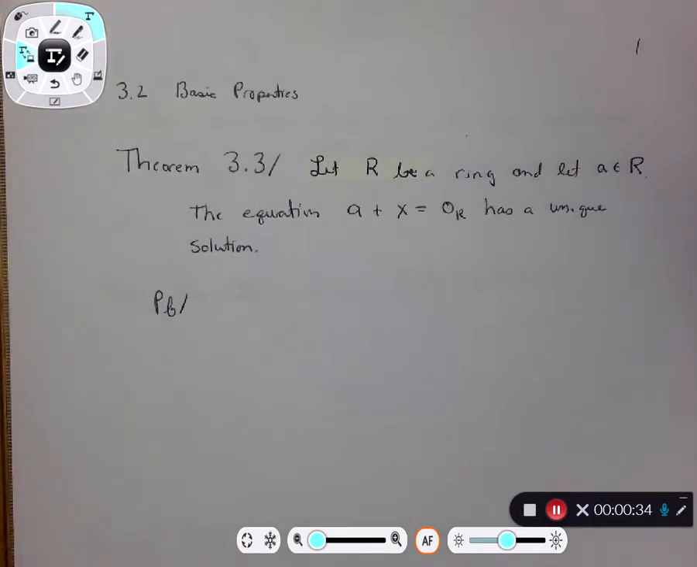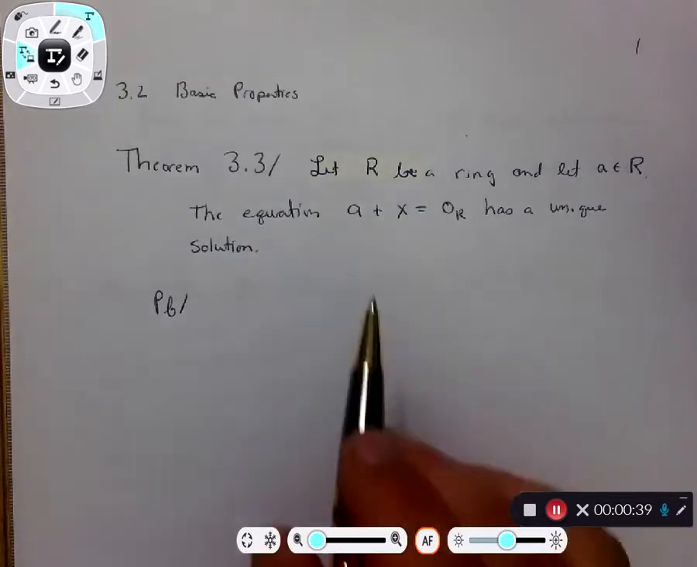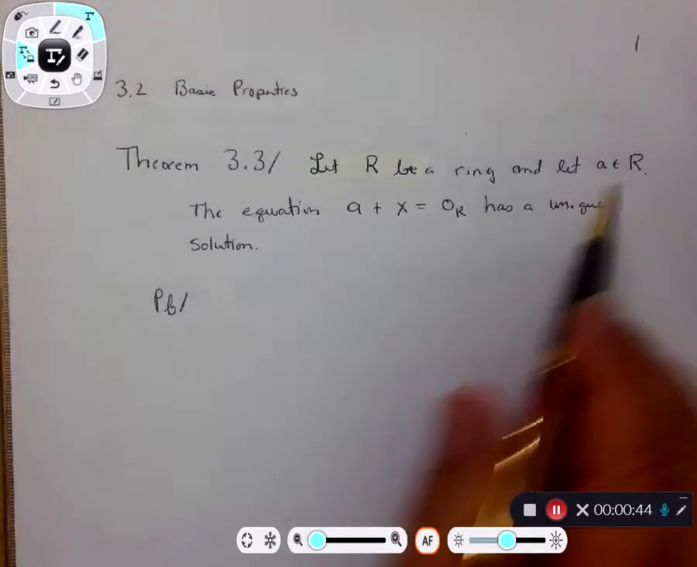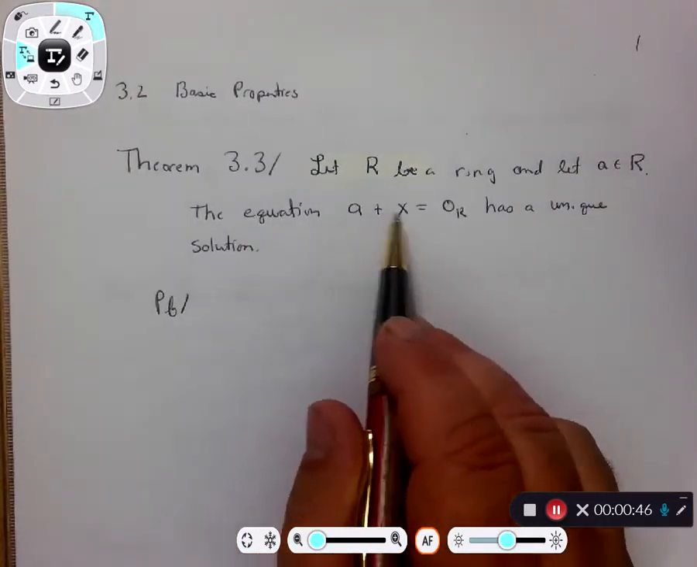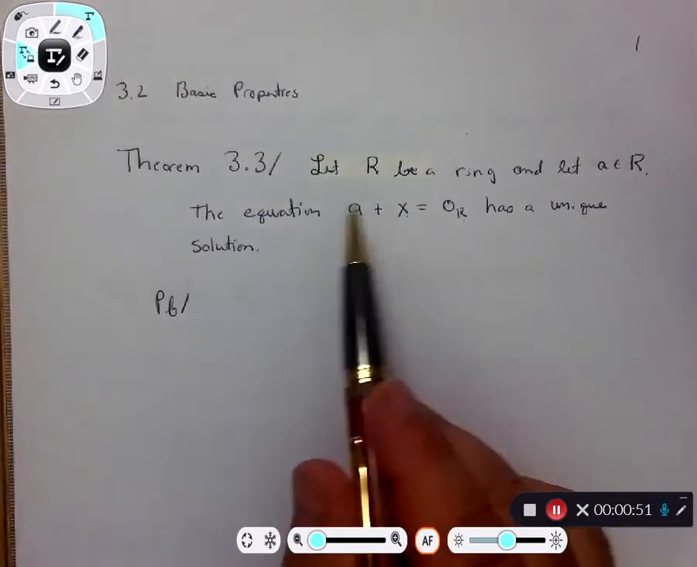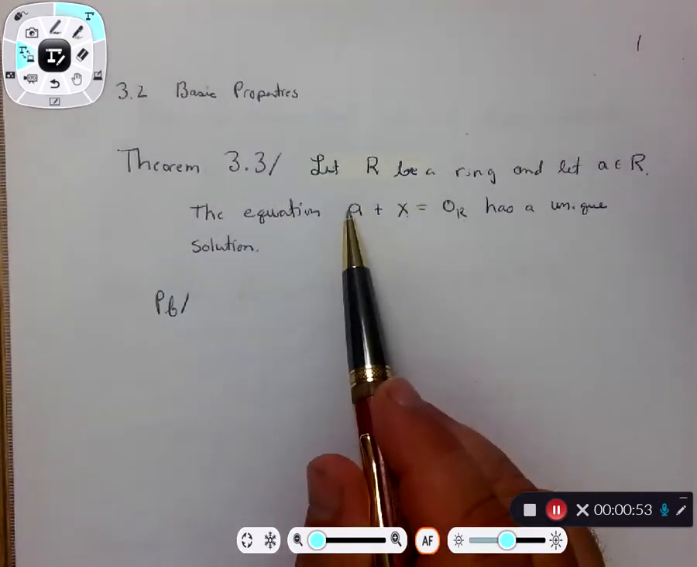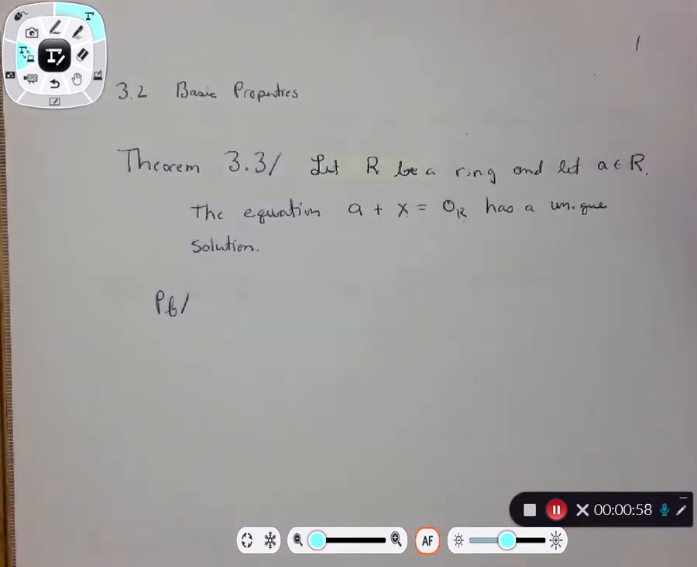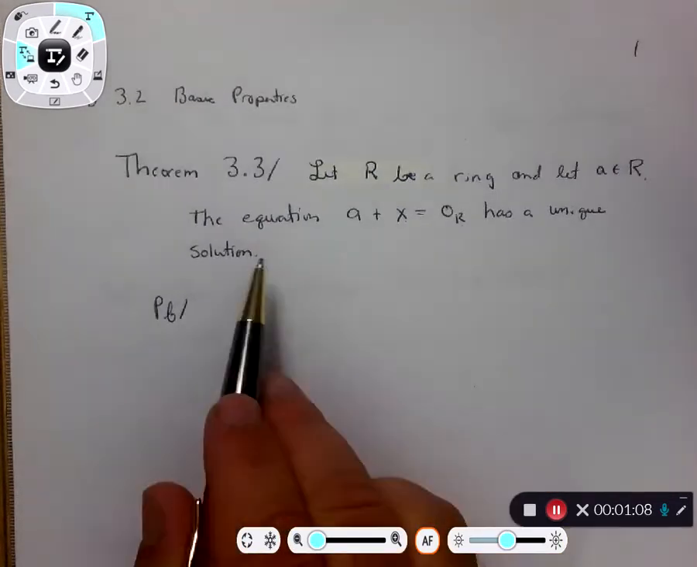So we'll start off in section 3.2 with Theorem 3.3, which says this: let R be a ring and let A be an element of R. Then the equation A plus X equals 0 in R has a unique solution. We're going to go back and look at those basic definitions of what it means to be a ring and analyze certain aspects of the properties. So let's take a look at this idea of A plus X equals 0 in R. Now, what this theorem is telling us is that the equation has a unique solution.